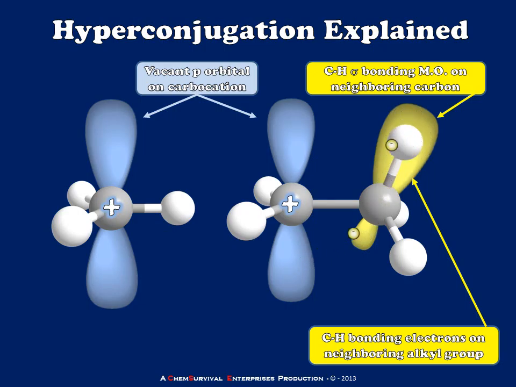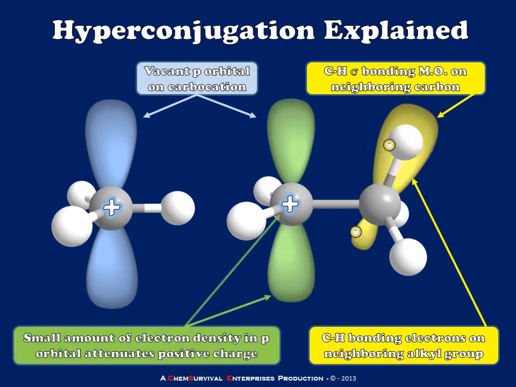So they can run all around, up and down. And as you notice, occasionally they find their way over to the empty p orbital on the carbocation. And when this happens, they slightly attenuate the positive charge, thereby decreasing it. And remember what we said previously: anything that decreases or delocalizes charge in small organic molecules, or ions, is going to stabilize them.